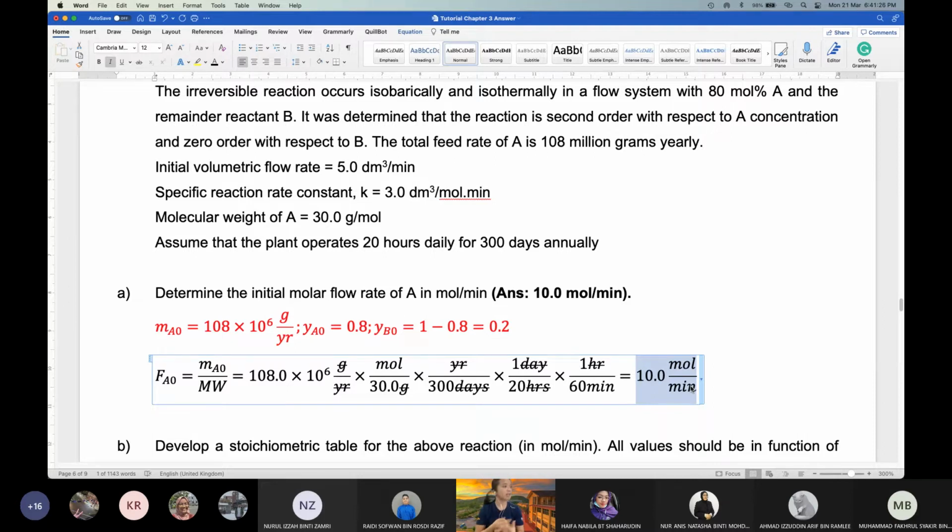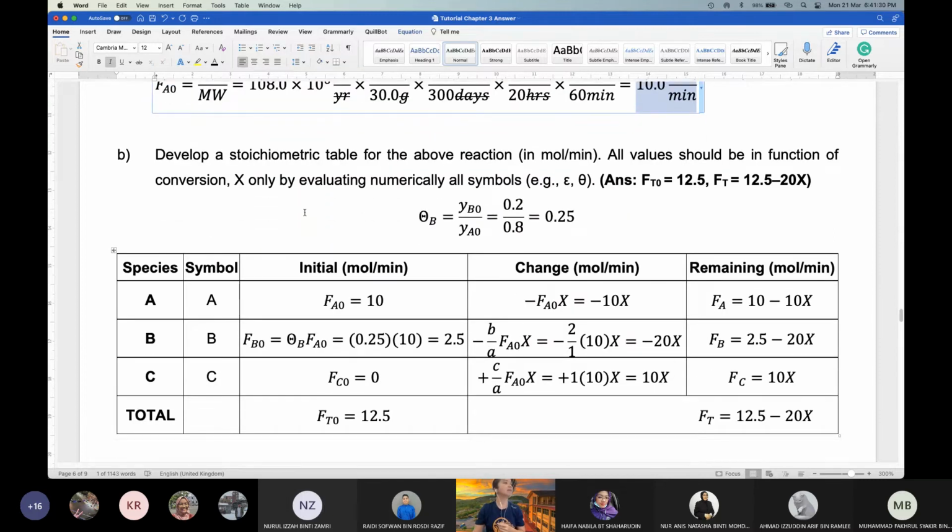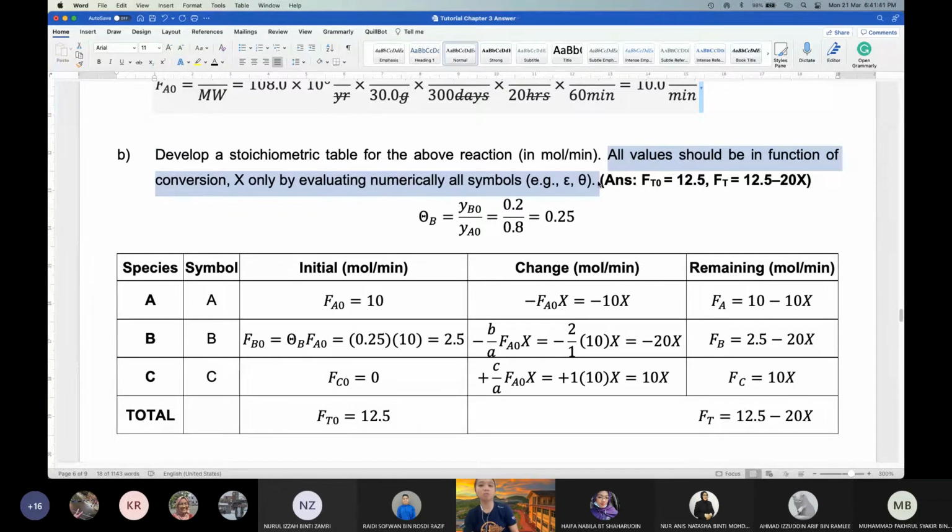To find FA0. Okay. Now, the second question says, develop a stoichiometric table for the above reaction in mole per minute. All values should be in a function of conversion only, but evaluate numerically all other symbols. So since part A already found FA0, part B asks us to make the table. Just make the table again. But again, X is not given, so the rest are in numbers. The X is left as it is.